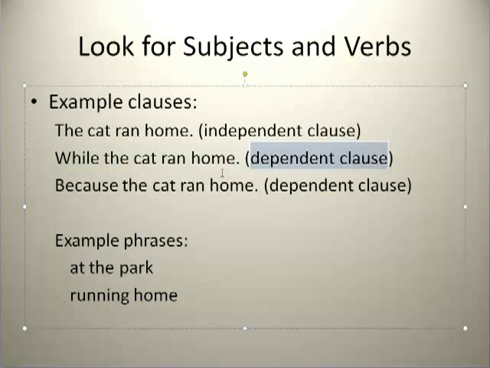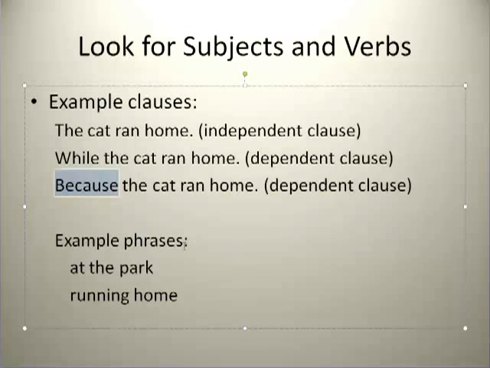It is still a clause, it still has a subject and still has a verb, the cat ran, but it is dependent because it begins with the subordinating conjunction, the word while. Here is another dependent clause, very similar, because the cat ran home. Here again we still have a subject, cat, we still have a verb, ran, but we begin this again with a subordinating conjunction, the word because, and so this must be then a dependent clause.